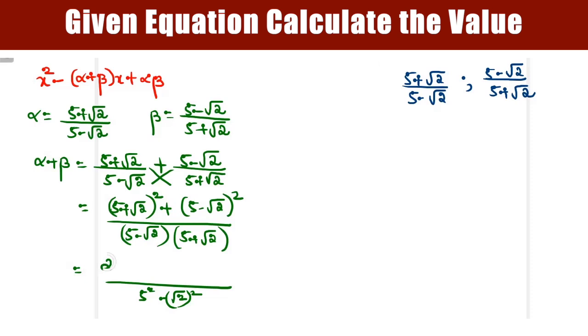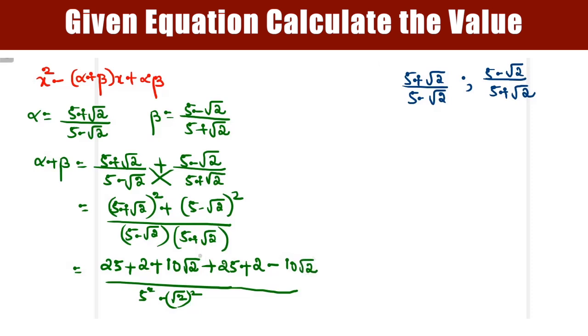So it is 5 squared, which is 25, plus b squared, which is root 2 the whole square, which is 2, plus 2ab. So 2 into 5 into root 2, which is 10 root 2. Now let's come to this part of the numerator, which is 5 minus root 2 the whole square. So again, I'm using the formula a minus b the whole square. So it is a squared, which is 25, plus b squared, which is 2, minus 2ab. So 2 into 5 into root 2, which is 10 root 2.